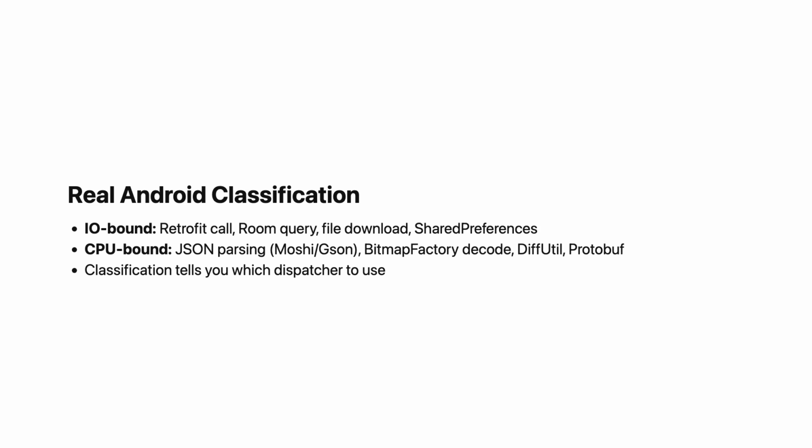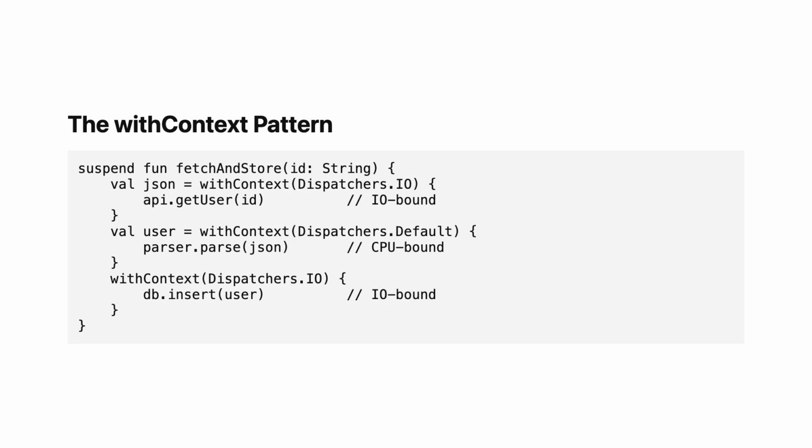The beauty of coroutines is that this switching is almost free. It is just a continuation being dispatched to a different thread pool. No thread creation, no heavyweight context switch, just a task moving from one pool to another. This is far more efficient than creating a new thread for each step.